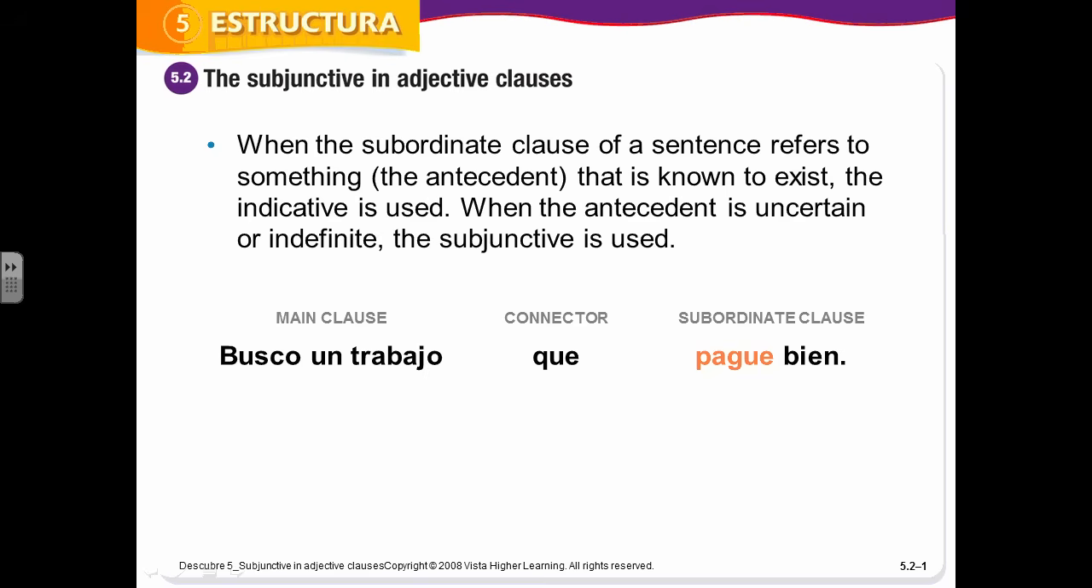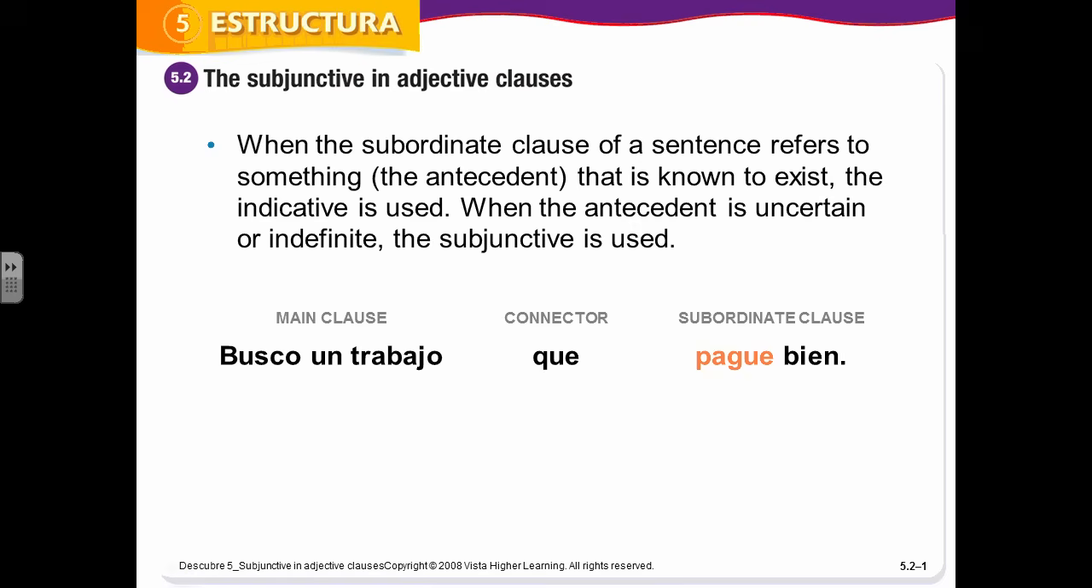I'm just going to read through this and explain a couple of things. When the subordinate clause of a sentence refers to something, the antecedent, that is known to exist, the indicative is used. When the antecedent is uncertain or indefinite, the subjunctive is used. And that's pretty much the rule for everything.